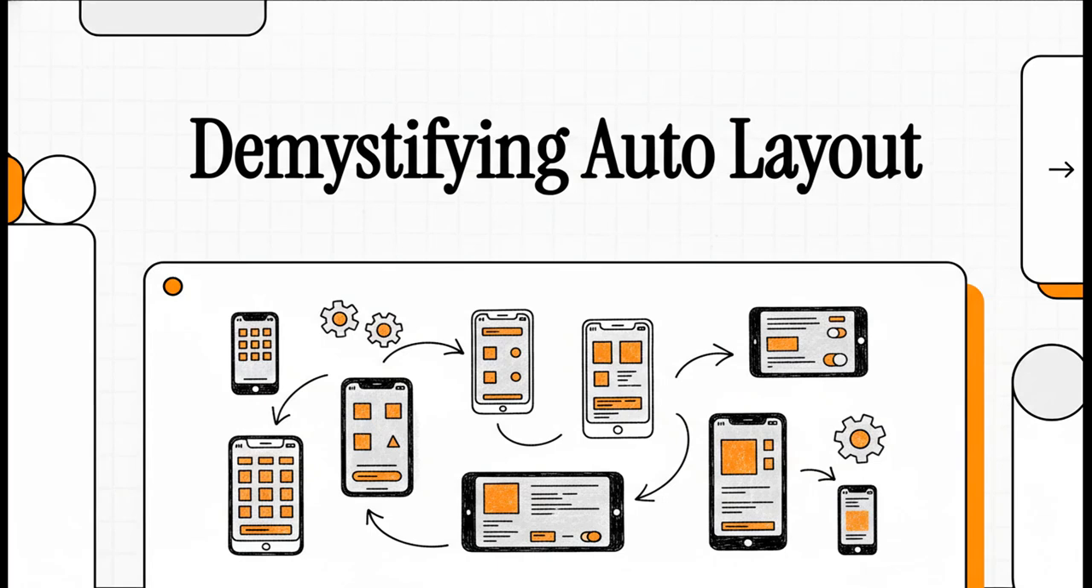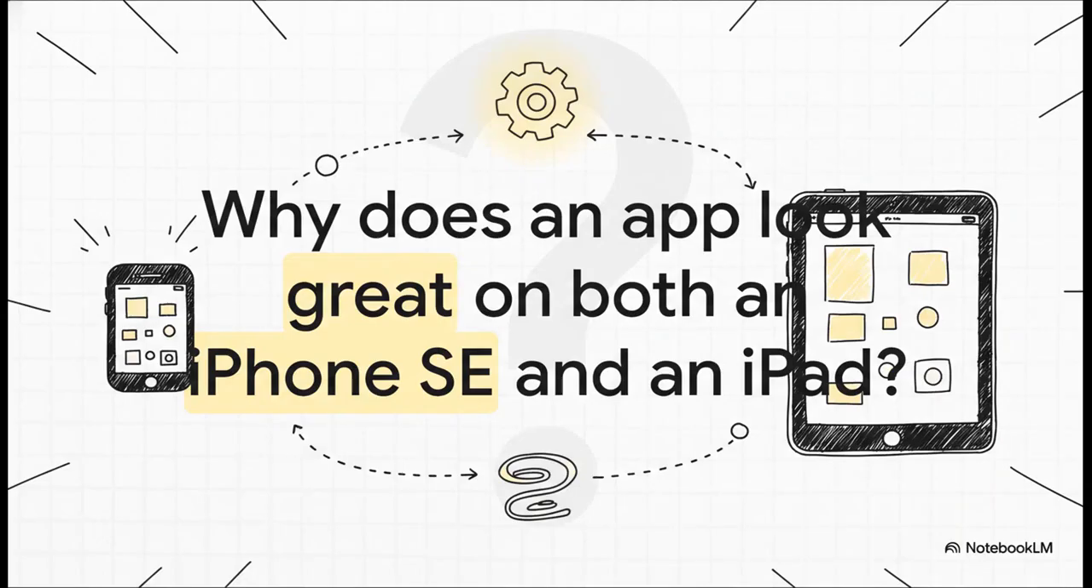All right, let's dive in. Today, we're going to pull back the curtain on something that feels a little bit like magic in modern app design. You know, that thing that makes an app look absolutely perfect on any screen, whether it's tiny or huge. I mean, have you ever really stopped to think about it? You open an app on a little iPhone SE and it looks great. Then you grab a giant iPad, open the exact same app, and somehow it still looks great. How does that even work? It's not magic, but it is some seriously clever engineering.